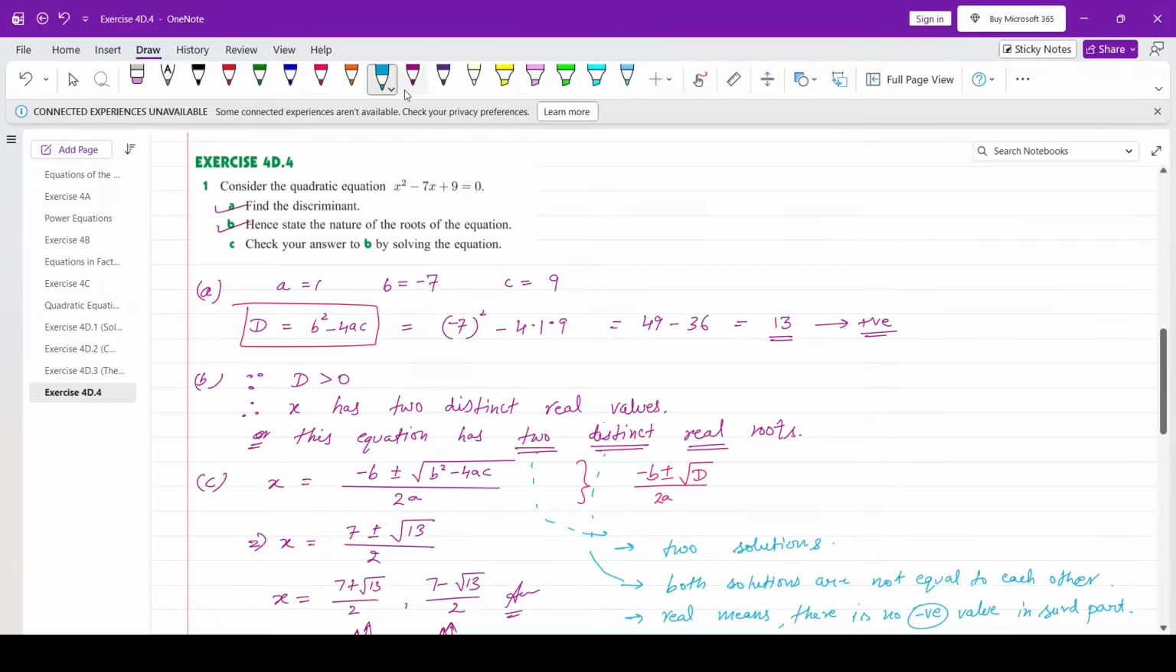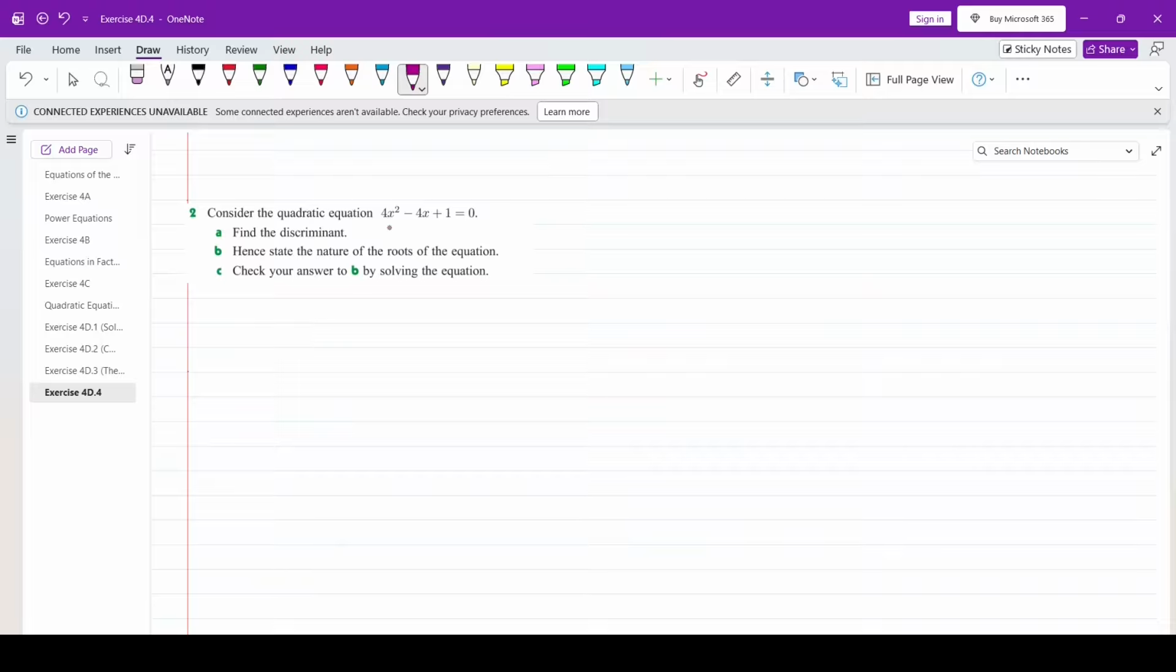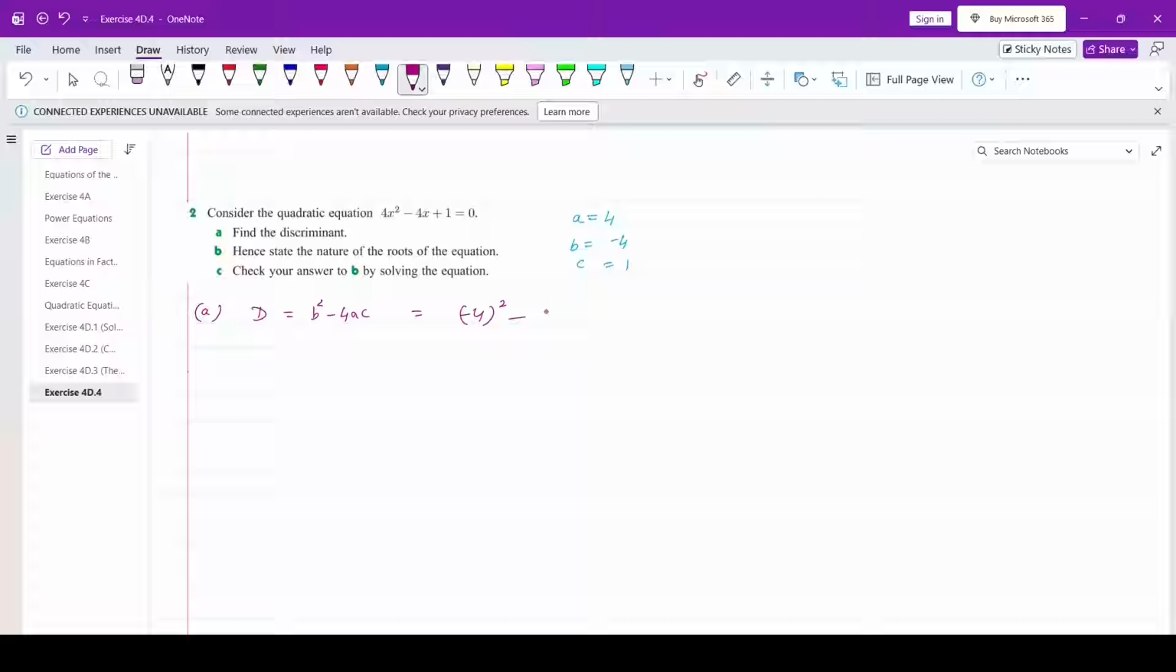Let's go to the next question. Consider the quadratic equation 4x squared minus 4x plus 1 is equal to 0. Find the discriminant. So we know D is equal to b square minus 4ac. For that, let me write the values of a, b, and c. A is 4, b is negative 4, and c is 1. So negative 4 square minus 4 times 4 times 1, we get 16 minus 16, that is 0.